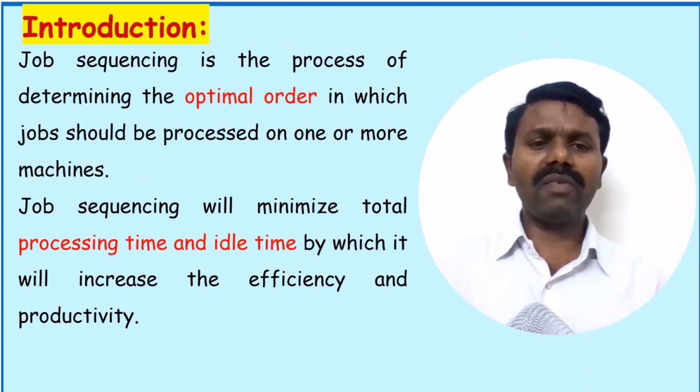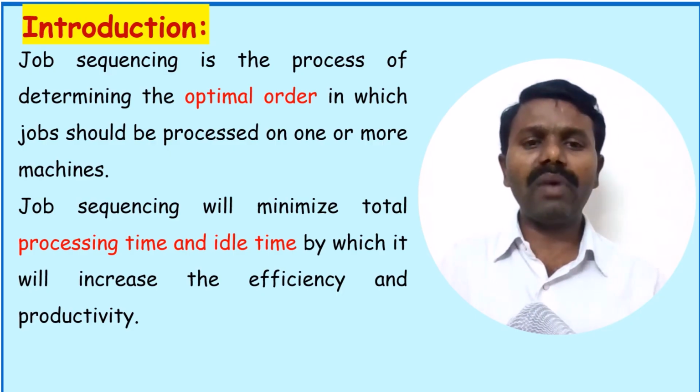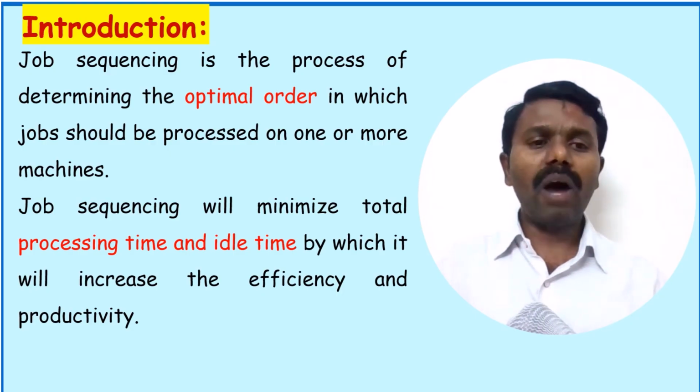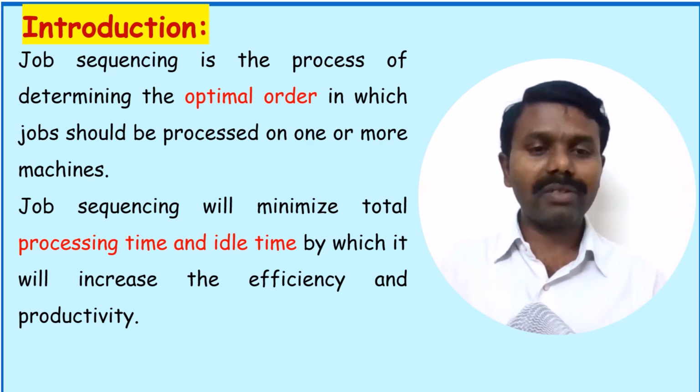What is job sequencing? Job sequencing is the process of determining the optimal order in which jobs should be processed on one or more machines. Job sequencing will minimize the total processing time and idle time, by which it will increase the efficiency and productivity.